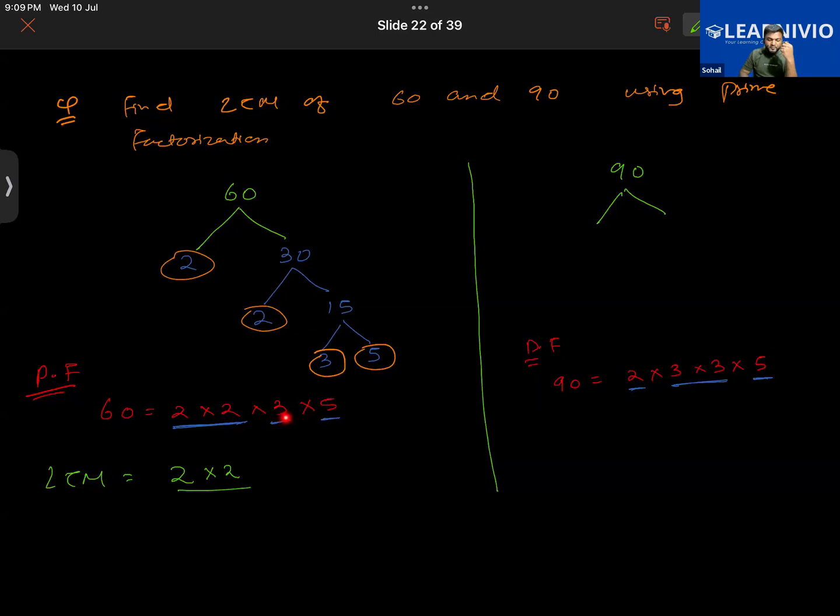Then about 3. Should we take just this 3, or should we take these 2 threes? As per the rule, we are going to take these 2 threes, and whatever number of times a factor is present the same number of times, you simply write that down. If there were 2 5s, for example, then you would have written 2 5s. Hope so far you have understood this.